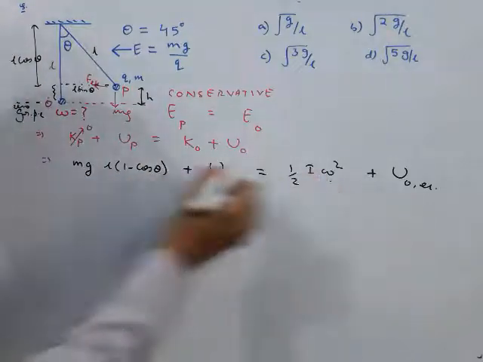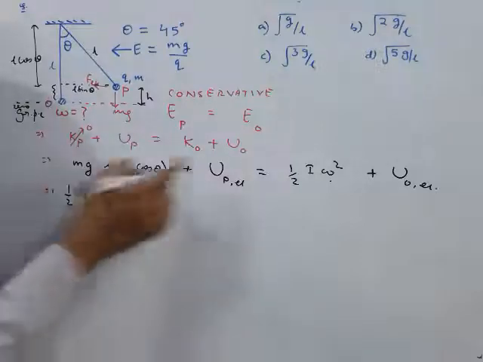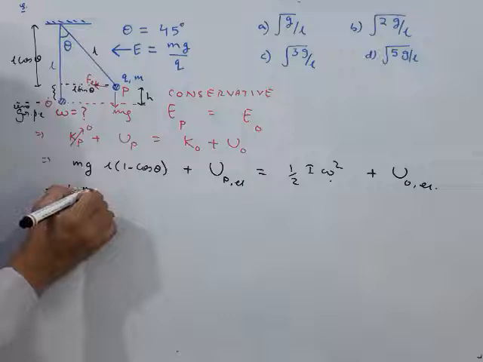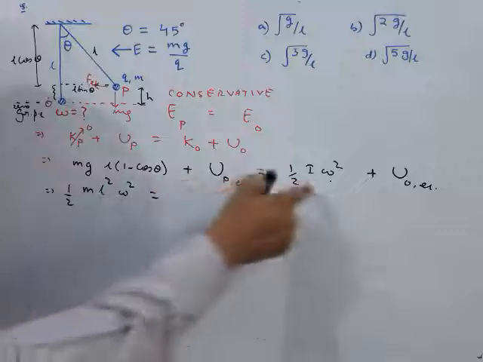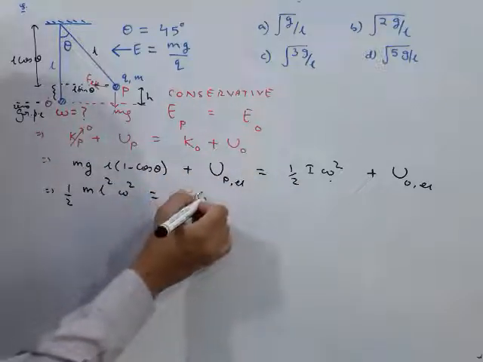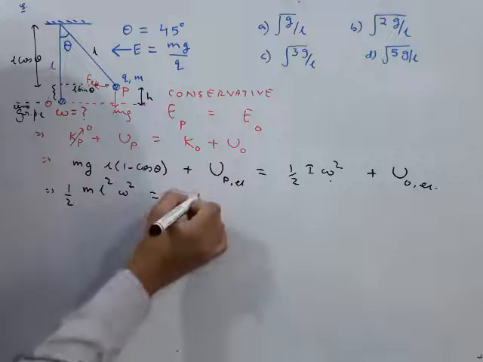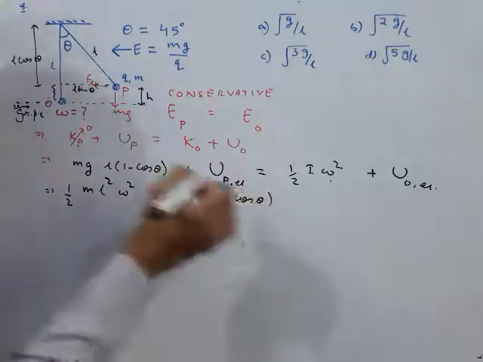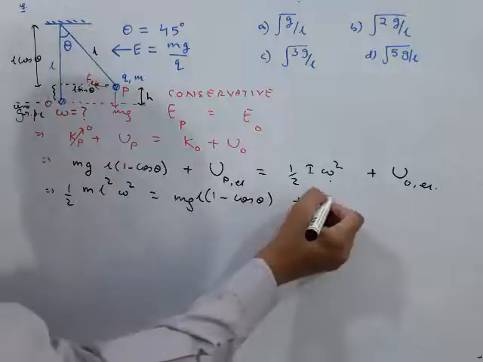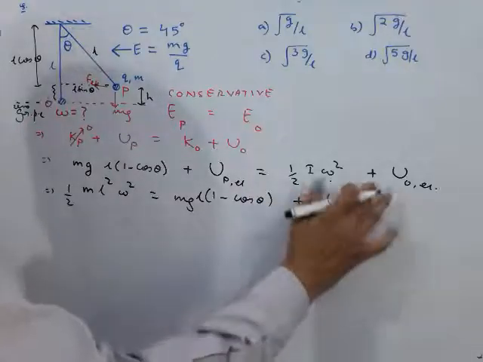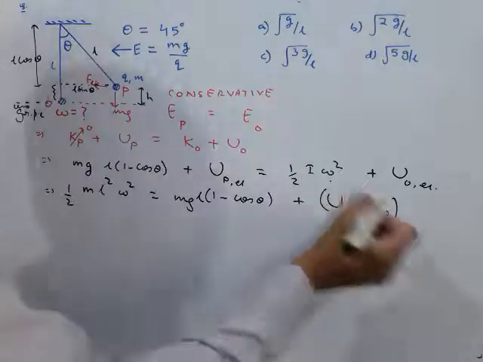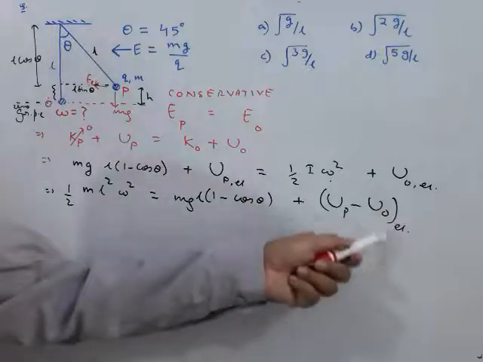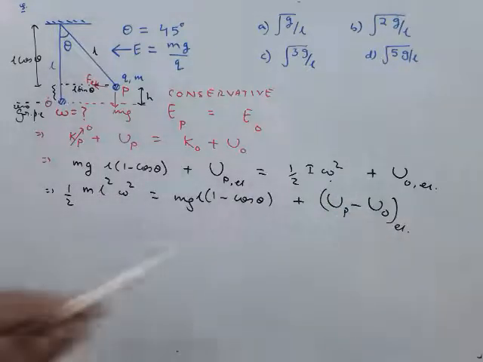I have to find omega, so I will keep that on one side, half I omega square. I is the moment of inertia of this mass, that is nothing but mass times this distance square, that is m L square, and then we have omega square is equal to mgL times (1 minus cos theta) plus U_P minus U_O due to electrostatic. So the electrostatic potential energy difference is this factor. This is the change in electrostatic potential energy between points P and O.